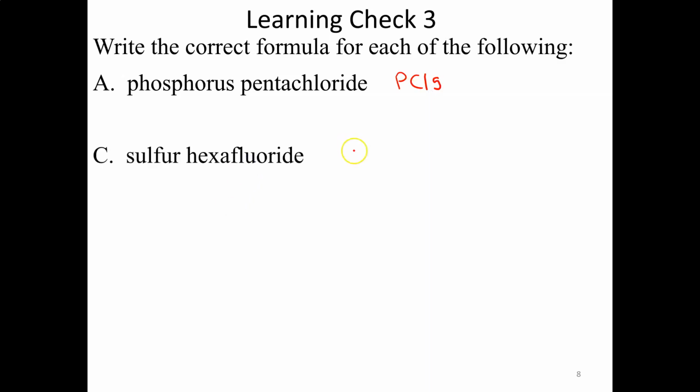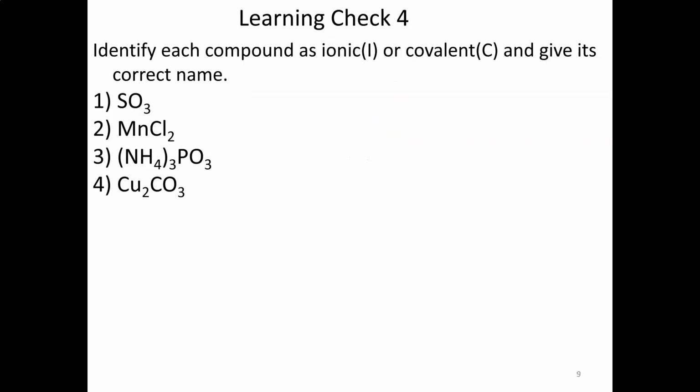Sulfur hexafluoride, 1 sulfur, 6 fluorides. You're done. Dinitrogen trioxide. Dinitrogen tri means 3 oxygens. No crisscrossing, no charges. It's a really easy system.